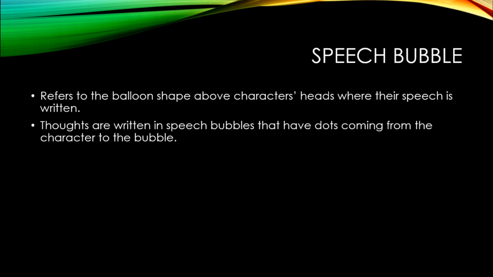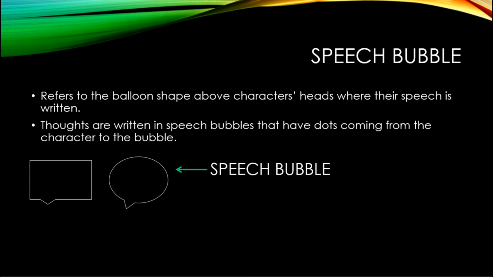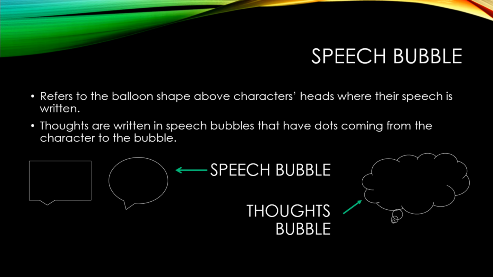Thoughts are written in speech bubbles that have dots coming from the character to the bubble. So those are also called thought bubbles. So let me give you two examples. This is what a speech bubble can look like, and this is what a thought bubble can look like. They may change in shape and have indefinite lines for thought bubbles, but you will get the gist of it if you start reading cartoon strips.